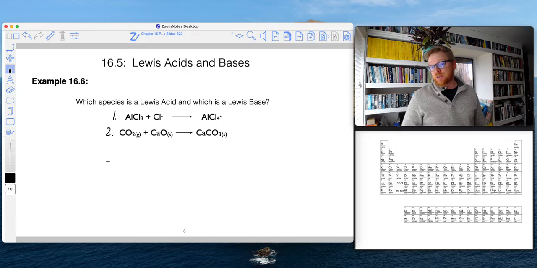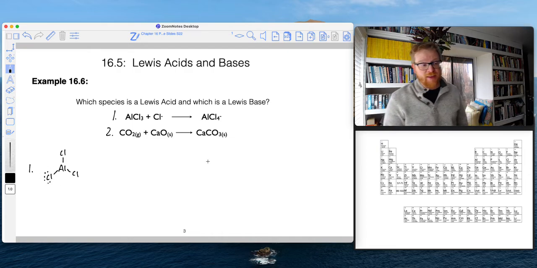So the first thing that I'm going to do is get the Lewis structures. So let's do this reaction number 1. When I see this aluminum trichloride, hopefully I can see that this one is pretty straightforward. There's going to be 3 chlorines surrounding the aluminum, and we remember that I've got to make enough lone pairs to satisfy the octet rule.